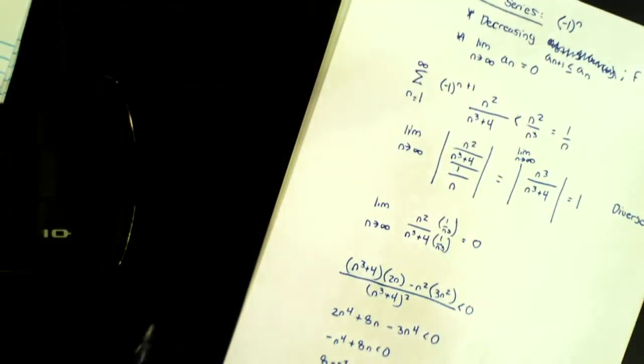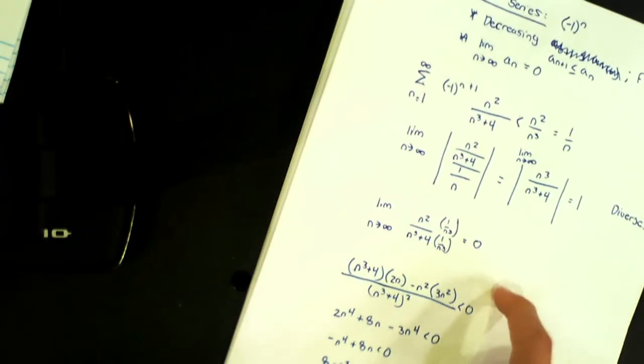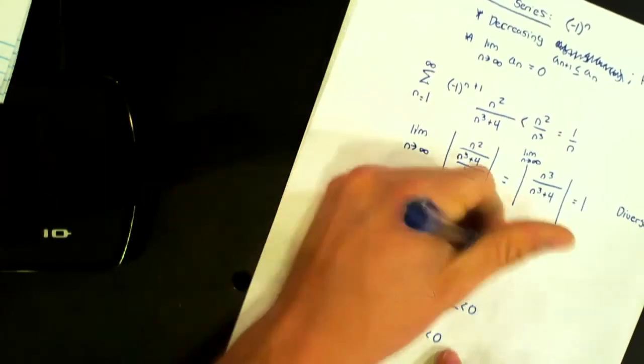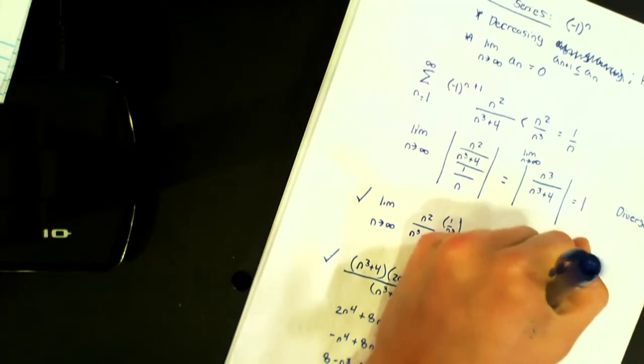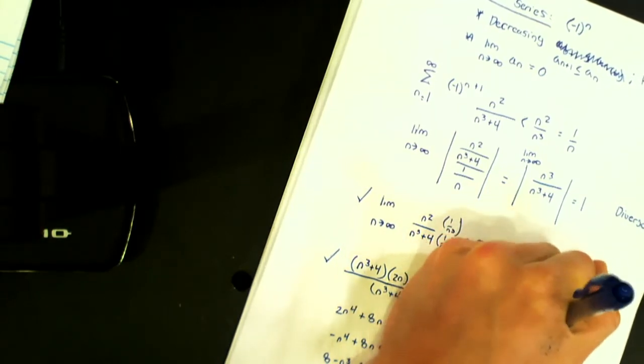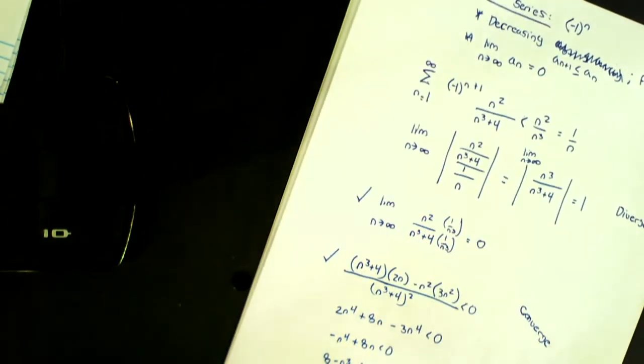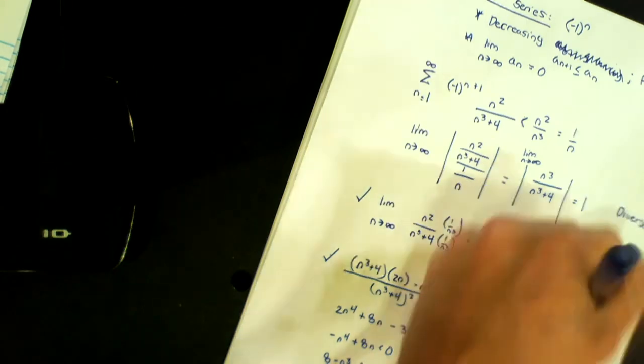So greater than or equal to 2 proves it's decreasing. That means both tests were proven to be true. This going to 0 and decreasing means we converge, but what type? What do you call this? Conditionally. Great. Nice.